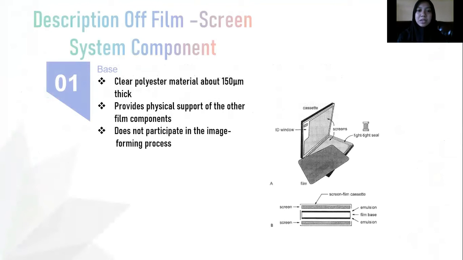Second, description of film screen system component. As we saw in the image, number 1, base. Clear polyester material about 150 micrometer thick provides physical support of the other film components, and does not participate in the image forming process.